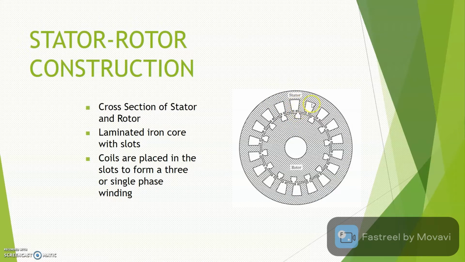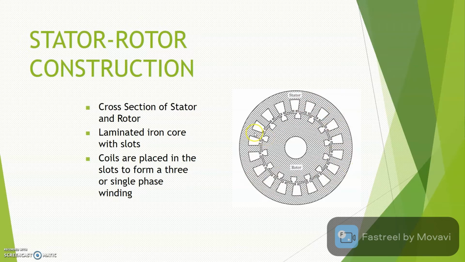You see the various slots that are available. The purpose of these slots is for you to place the coil. Usually we place the coil in the slots to form either three-phase winding or single-phase winding. If you want a three-phase induction motor, then you need to connect the winding in the three-phase connection. If you want single phase windings, then you can just connect the single phase winding at the stator part.